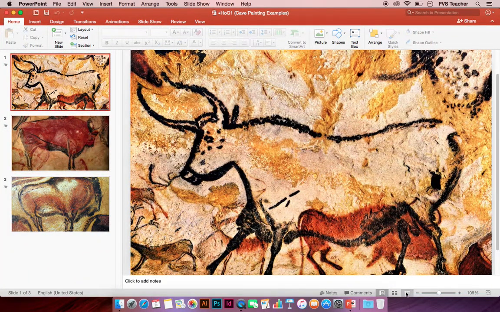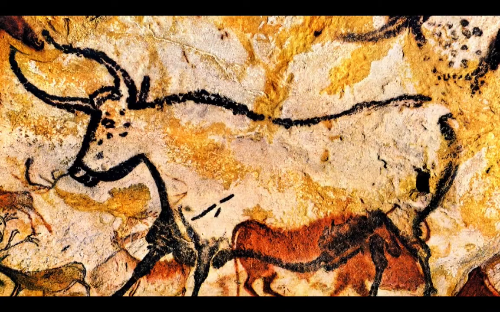Okay, I want to take a minute and talk about some of the characteristics of a cave painting. So we're going to take a look at some actual photos of some actual cave paintings from the cave site at Lascaux.